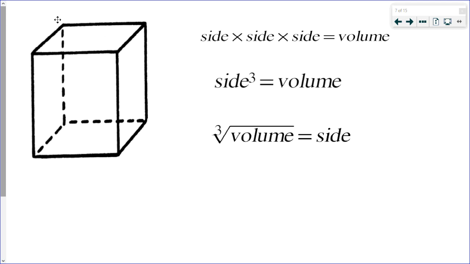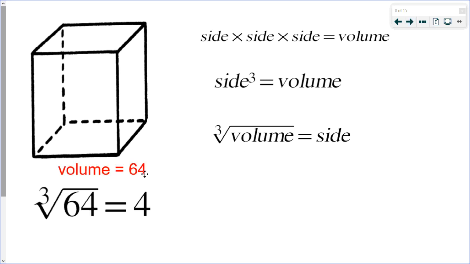And if that's the case, then the cube root of volume, which just looks like a square root but has a 3 right here, is going to give us the answer to one side, because one side equals the cube root of the volume. So if we have this cube and we know the volume, let's say the volume is 64. Well, if we can find the cube root, or in other words, the number that multiplies by itself 3 times to equal 64, then we'll know the side length. And in this case, that side length is 4.